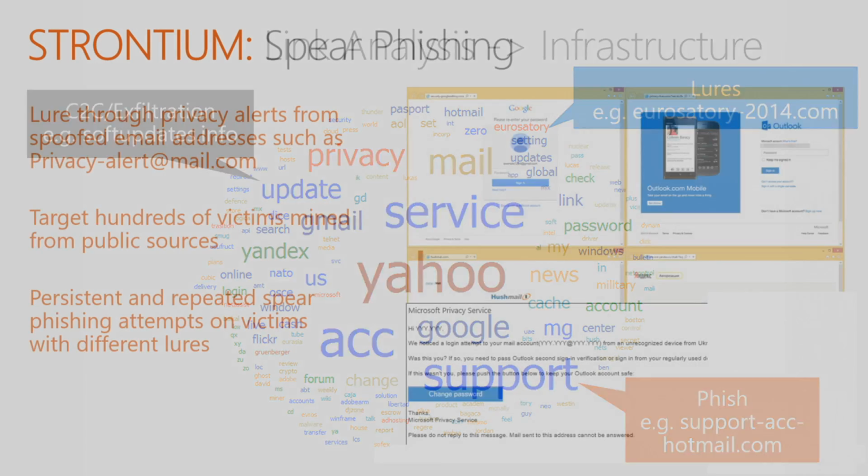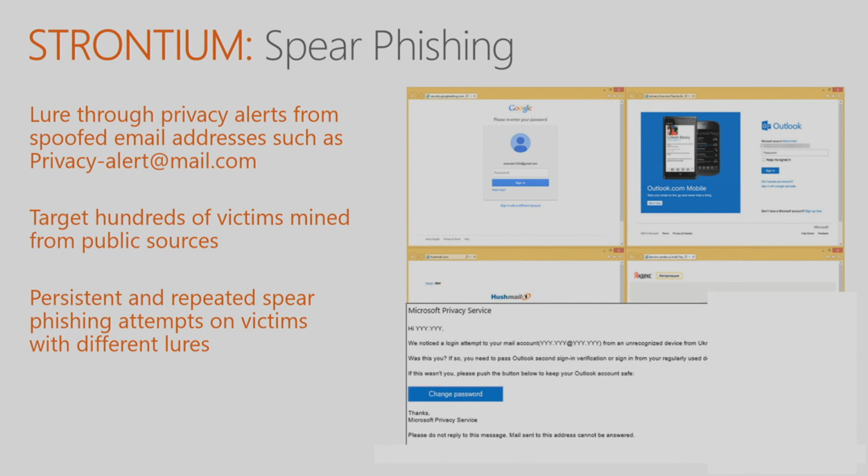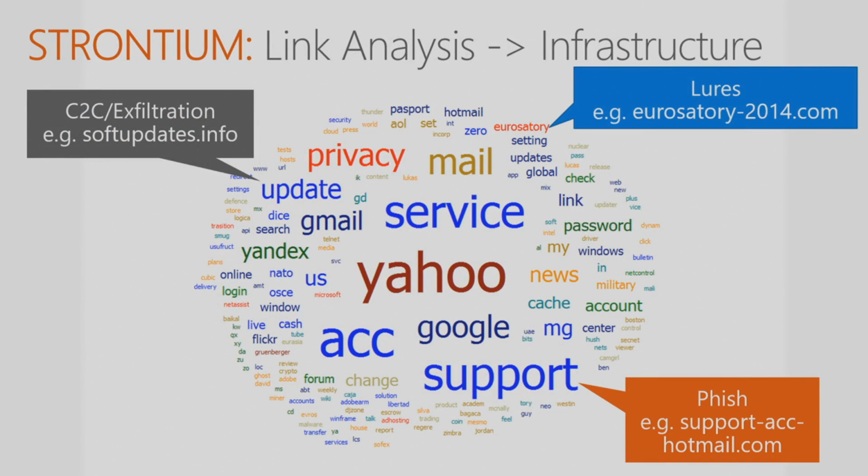So here is just a simple word cloud of some of the, oops, I think I went too fast. There we go. So here's a word cloud that gives you some of the idea of the ways that Strontium hides. And so in order to both distribute these spear phishing emails as well as create command and control, the Strontium adversary has a very large number of basically domains. And there's two characteristics of these domains.